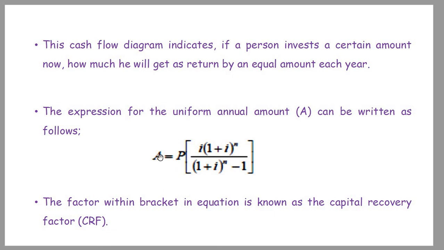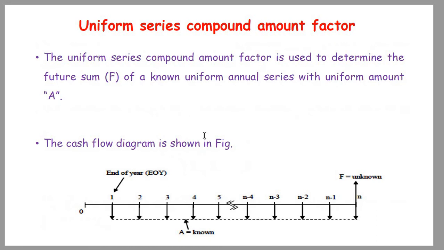Here the unknown was A. So this compound factor will be taken here, and the compound factor which was here is taken here and inverted. It is a simple mathematical formula. Using this we can easily calculate the unknown value, the uniform annual amount which can be received from the end of every year.